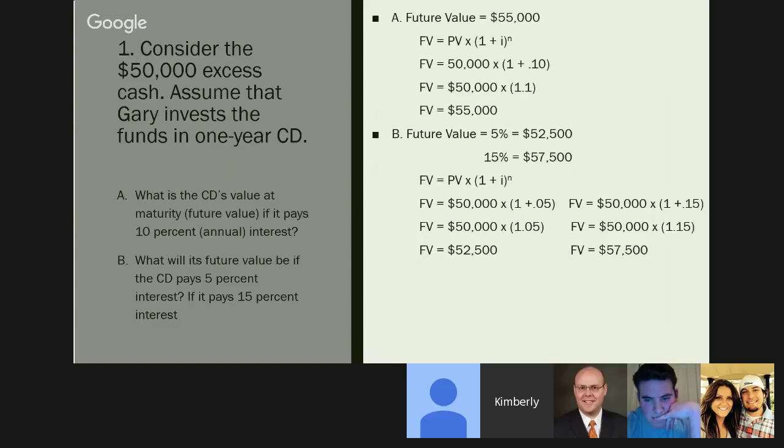And we use the future value equation, which is the present value times 1 plus the interest rate raised to the number of years. So the first year at 10%, it would come to $55,000. Question B asked what it would be at 5% interest and at 15% interest. Using the same equation, at 5% interest, it comes to $52,500, and at 15% interest, it comes to $57,500. Okay, next slide.